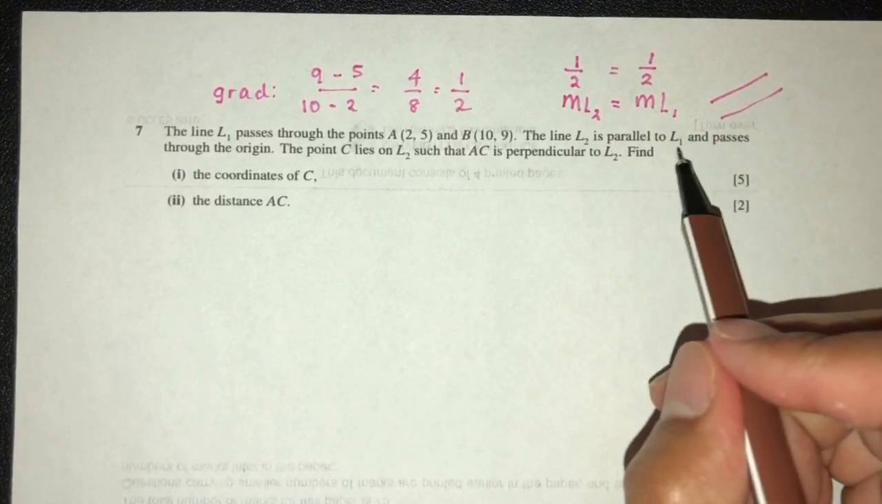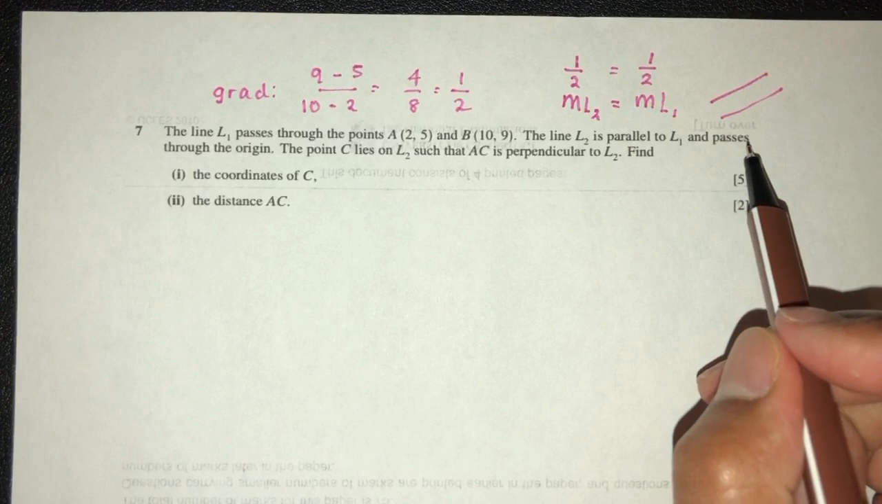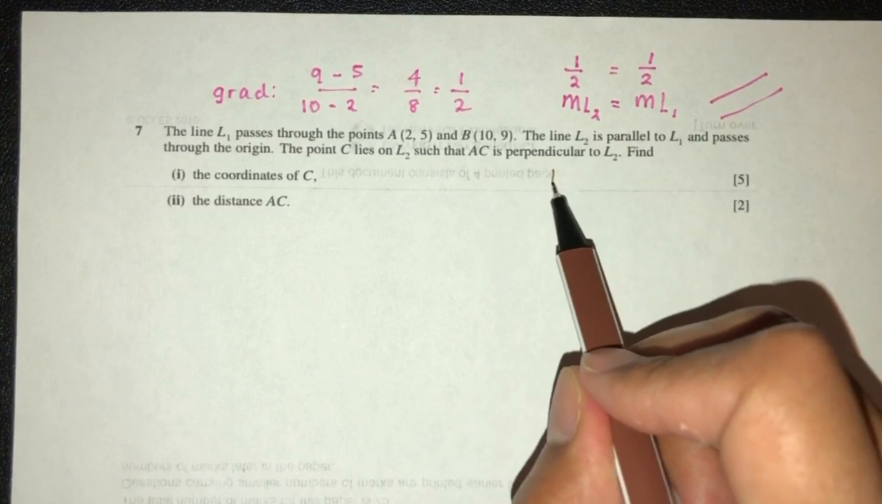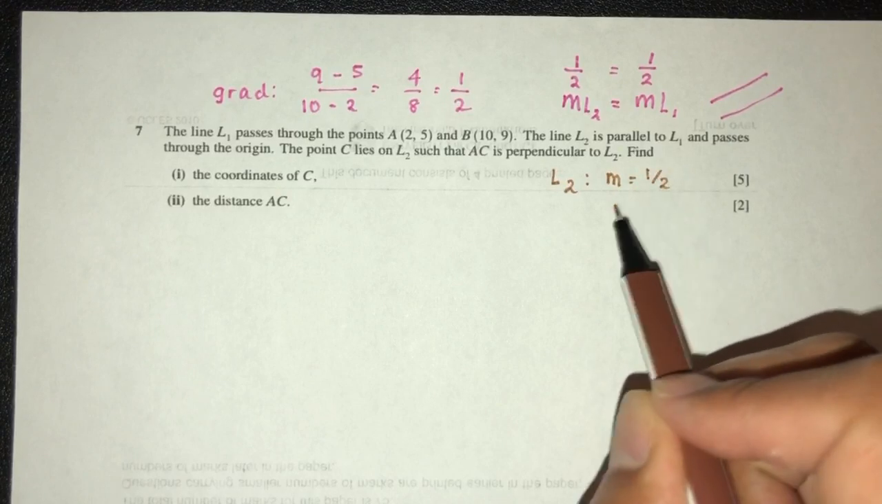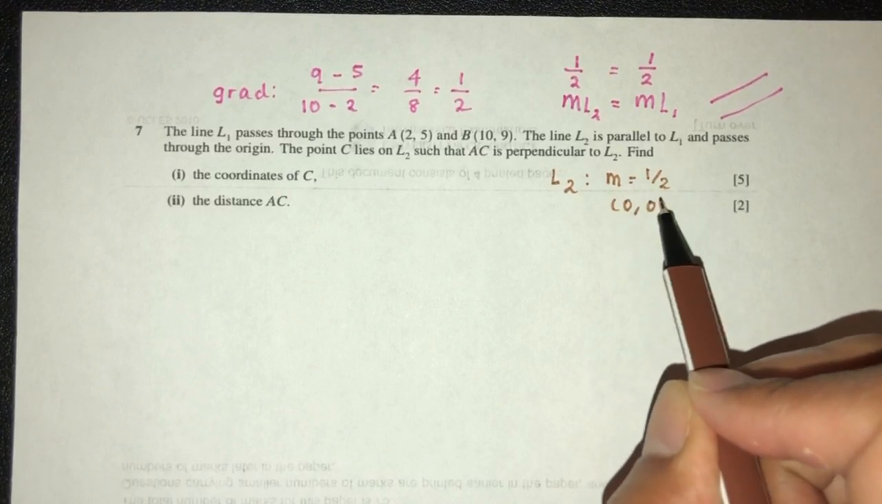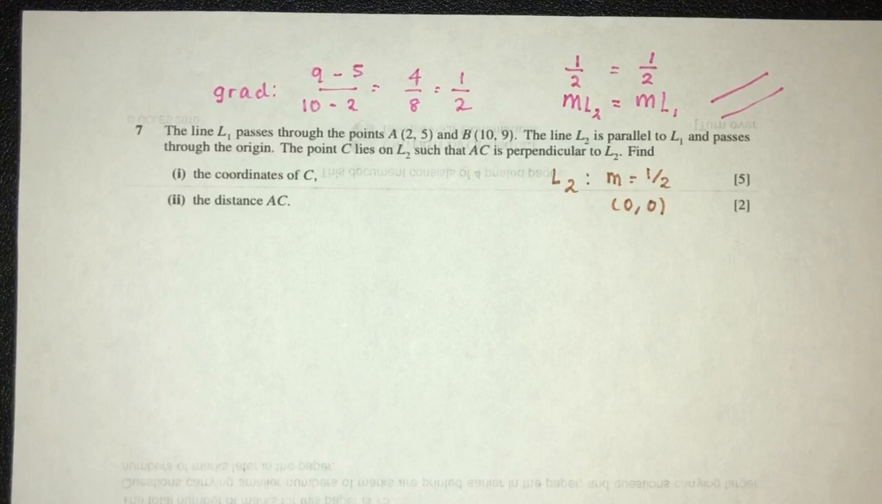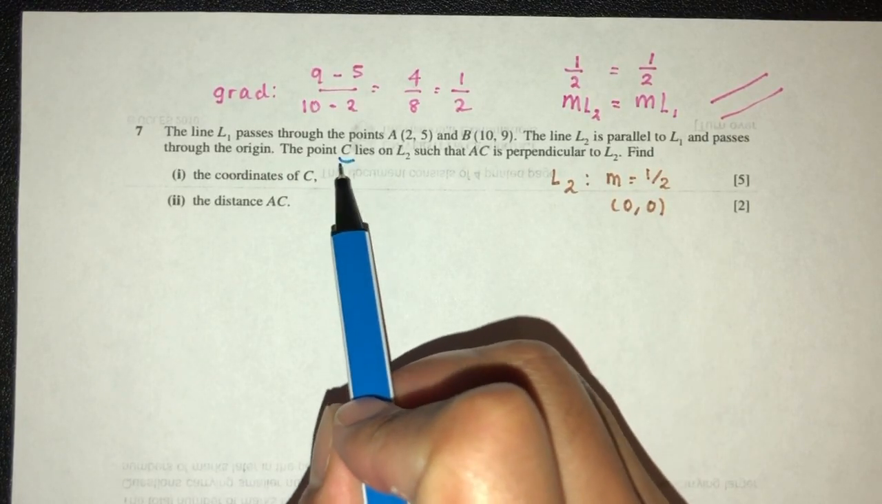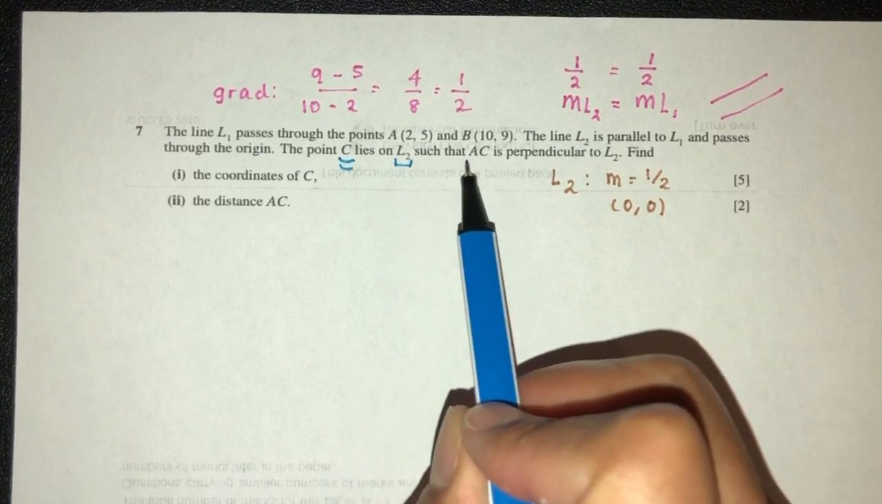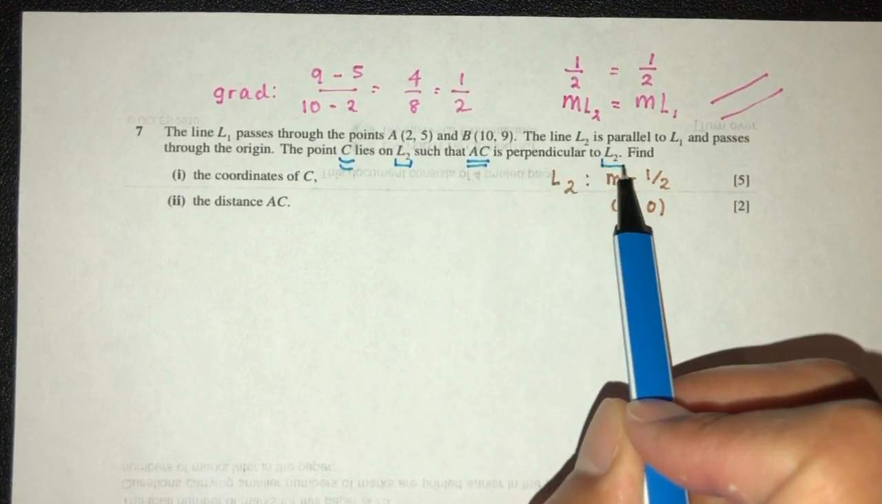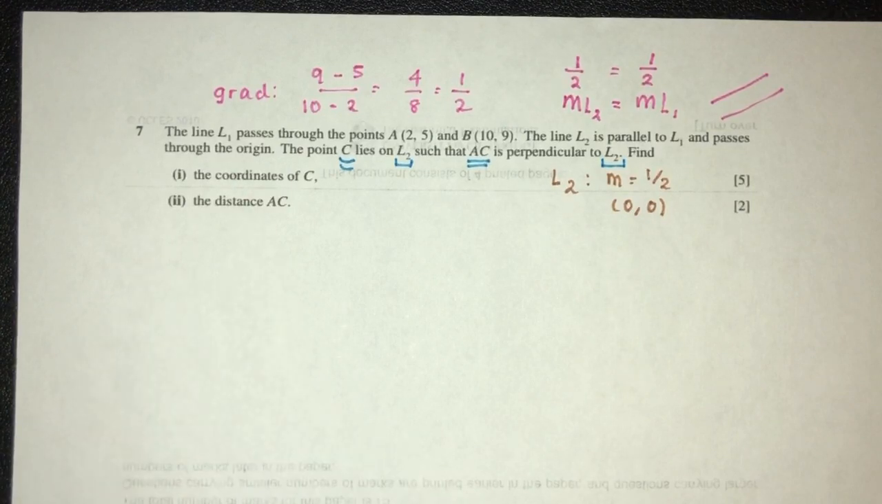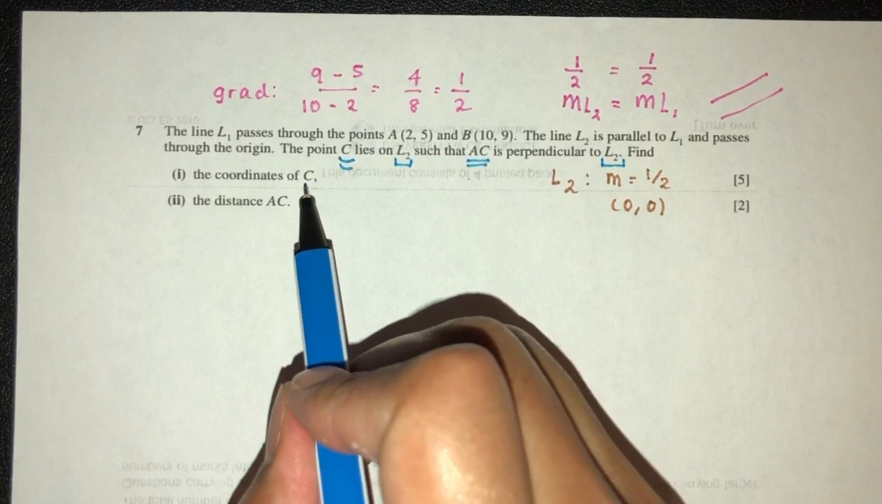Now, and passes through the point O. So L2 has gradient half, and the passing point is O, given to you right here. And that's good to know. Now what else? The point C lies on L2 such that AC is perpendicular to L2. Okay, that's some given information. Now part 1, we have to find the coordinates of C.